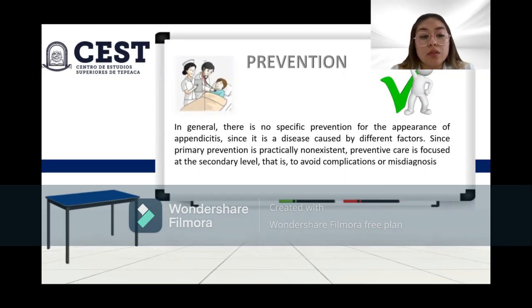Now, I'm going to tell you about prevention. In general, there is no specific prevention for appendicitis, since it is a disease caused by different factors. Primary prevention is practically non-existent. Preventive care focuses on the secondary level, which is about complications or misdiagnosis.